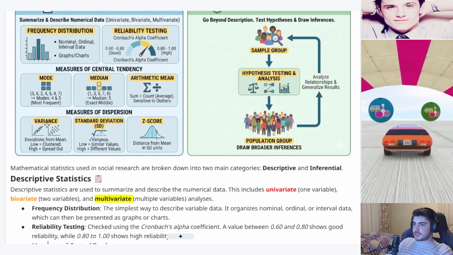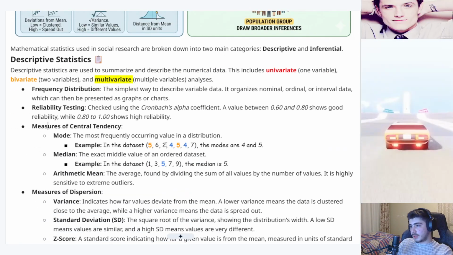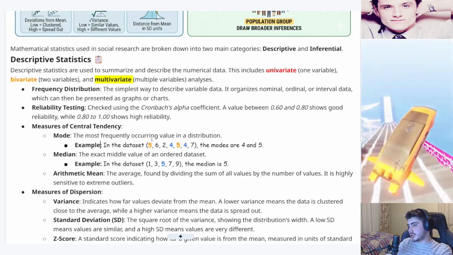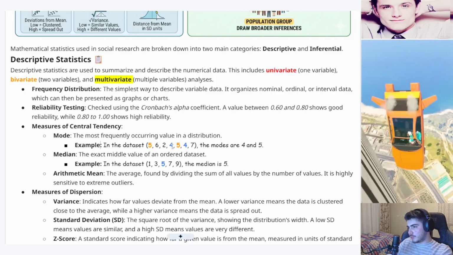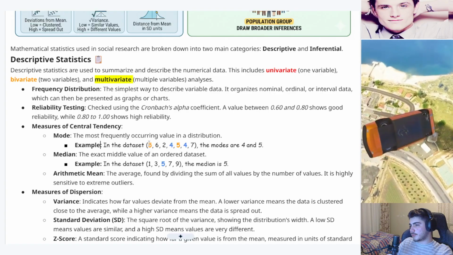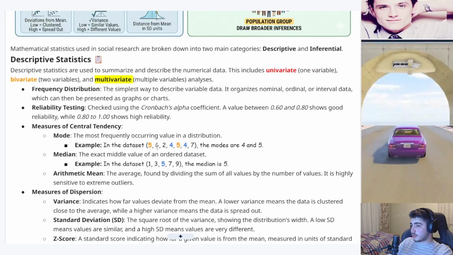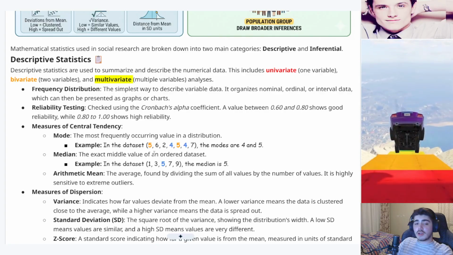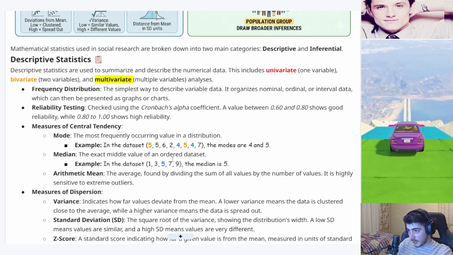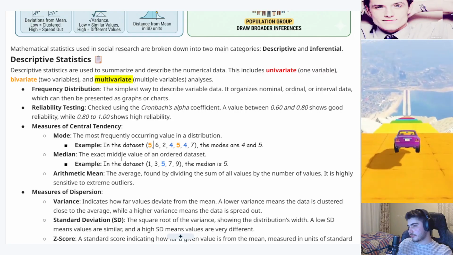And then we have the measures of central tendency. Mode is the most frequently appearing value. What does this mean? In the dataset 5, 6, 2, 4, 5, 4, 7, the modes are 4 and 5. Why is that? 5 occurs 2 times, 4 occurs 2 times, whereas the other values, 6, 2, and 7, only occur once. If there was a third 5 here, then the mode would be 5 instead of 5 and 4.